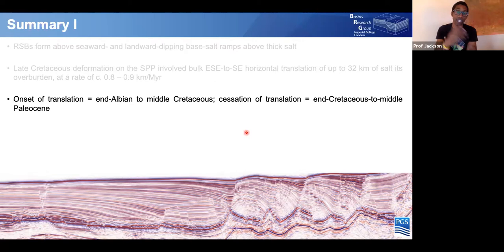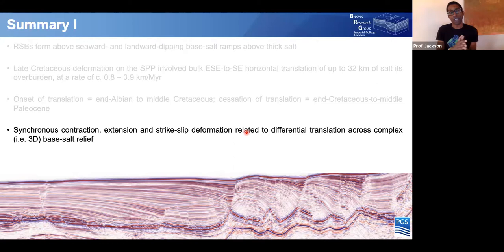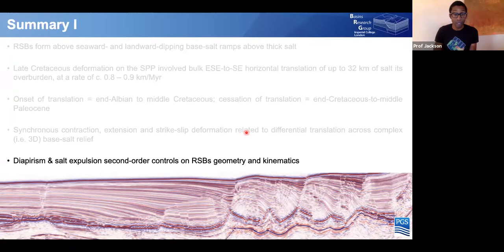And we see that there's synchronous contraction and extension, these different deformation styles in the overburden, because the base salt relief is three-dimensionally quite complex. So we're moving from a 2D world to a 3D world. And diachronism is important as well. And I showed you that by how it caused those depocenters to become less elongate and more circular.